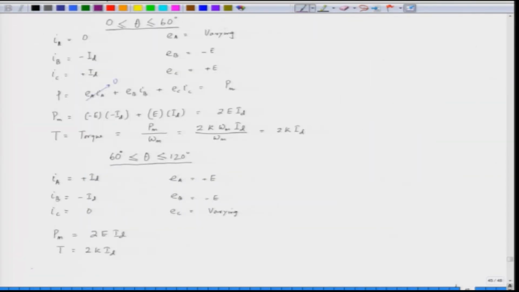So, the advantage of the trapezoidal BLDC motor is reduced torque ripple. So, the torque ripple is reduced here.